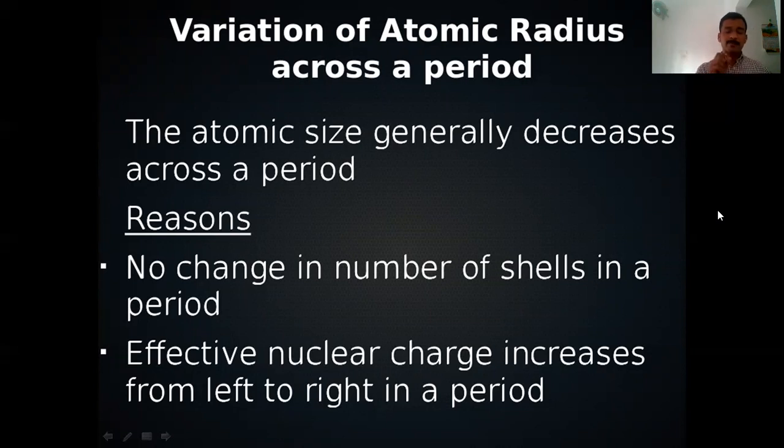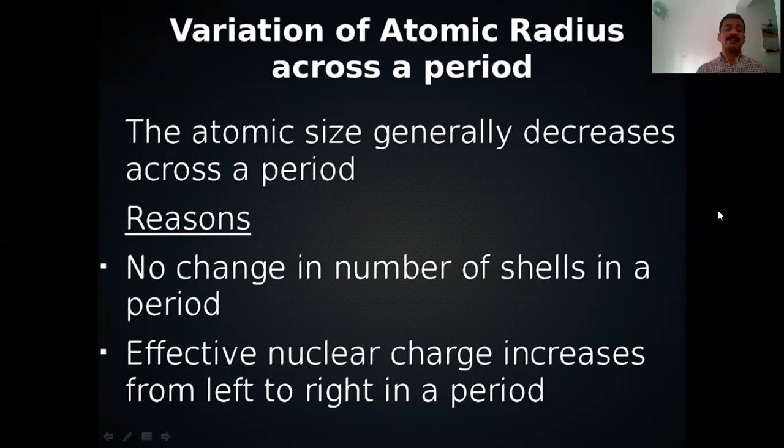In the case of lithium, 1s2 2s1, two shells are present. If you take carbon, there are also two shells, 1s2 2s2 2p2. Oxygen, 1s2 2s2 2p4, only two shells. Fluorine, 1s2 2s2 2p5, only two shells. Neon, 1s2 2s2 2p6, only two shells. There is no change in number of shells in a period. If we consider all the elements in a period, the number of shells is the same.